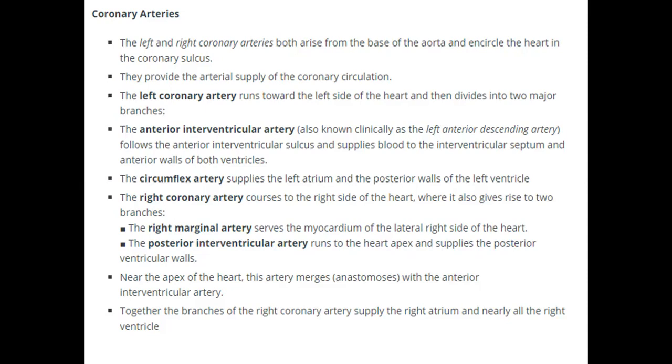So there is a balance. Now the balance is that the left coronary artery gave a branch that supplies both ventricles anteriorly, while the right coronary artery gave a branch that supplies both ventricles posteriorly.